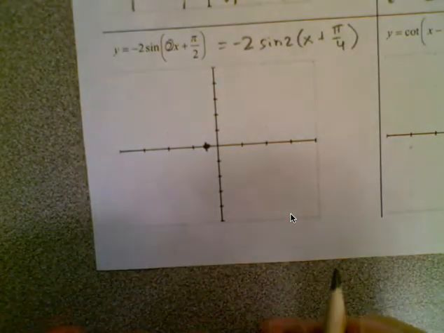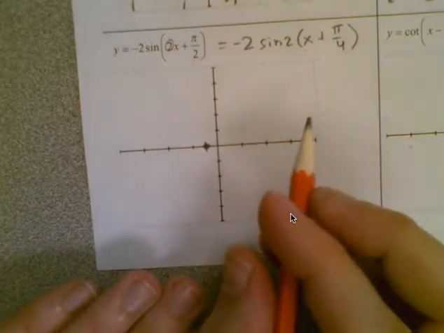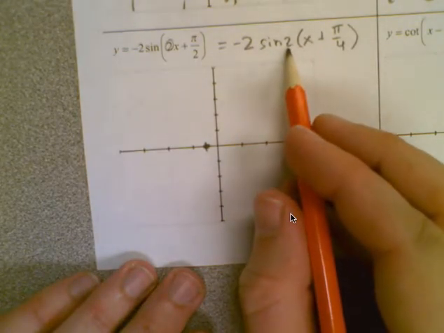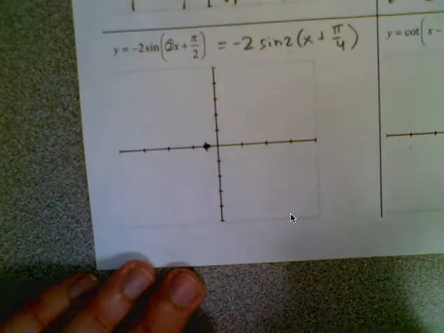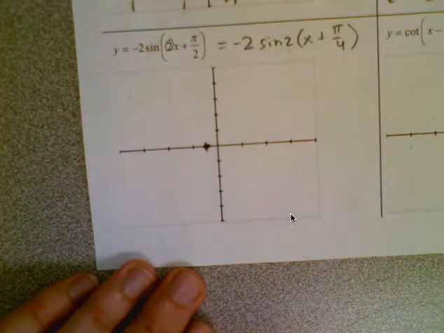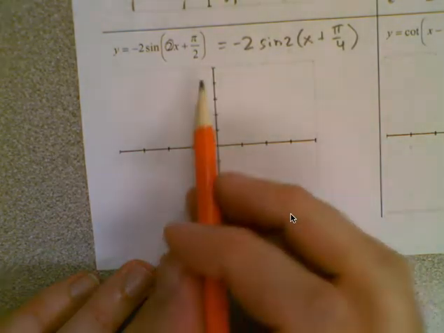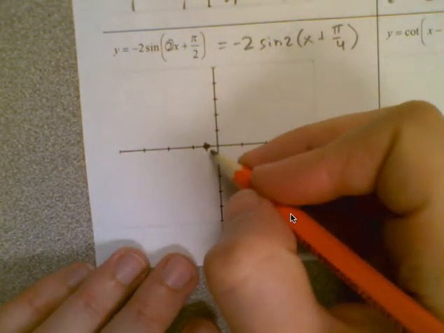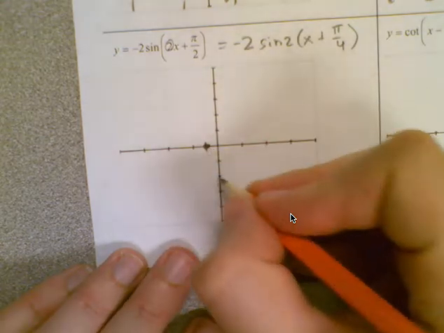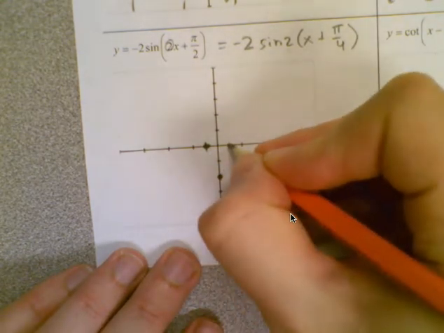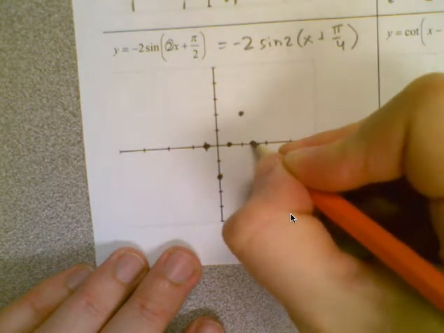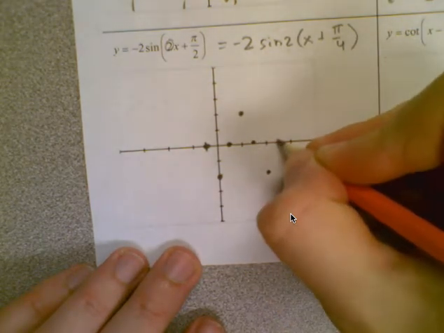All right, so here's where you're going to have to pay attention a little bit. This says that we have a compression by a factor of 2. So it means we get 2 cycles within 2 pi. If you remember when we did this before, that means I was going every half tick mark. So from here, I'm going to be going a half tick mark down, half tick mark up, half tick mark, over and over and over again.